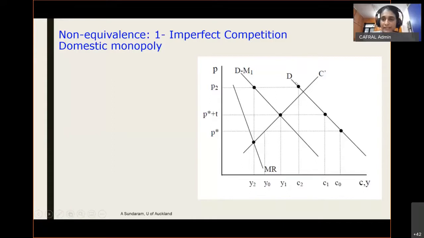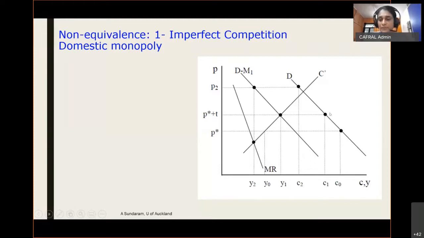So if you had a free trade environment, then the free trade price will just be P star. So what free trade does is it takes away the monopoly power from the monopolist. So at P star, the monopolist will produce where marginal revenue equals marginal cost, and that happens at Y naught. Okay? Demand is C naught at P star, and so imports are C naught minus Y naught. If the Indian government put on a tariff, price would go up to P star plus T, and at that point, demand is C1. The supply is going to be where it intersects marginal cost. So that's Y1. So C1 minus Y1 would be imports.